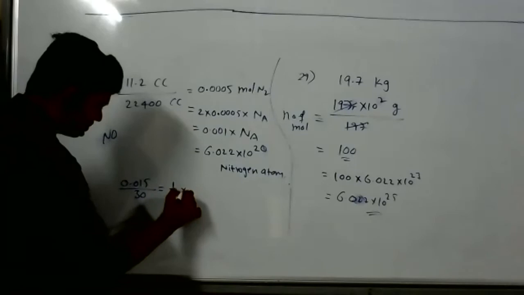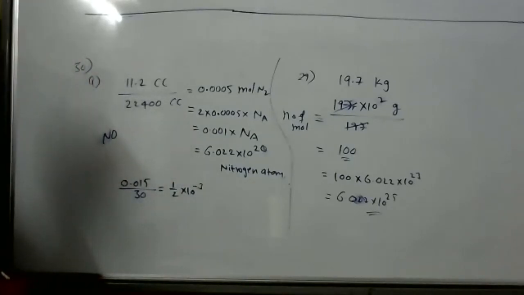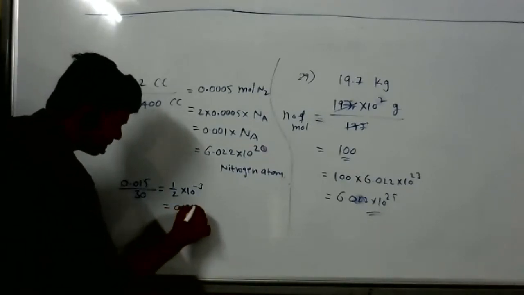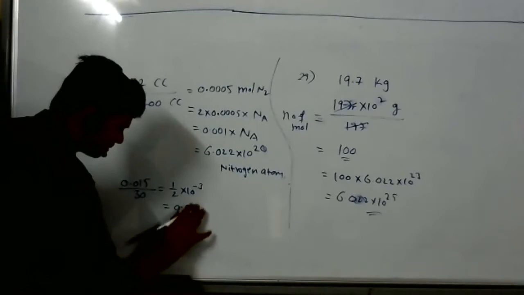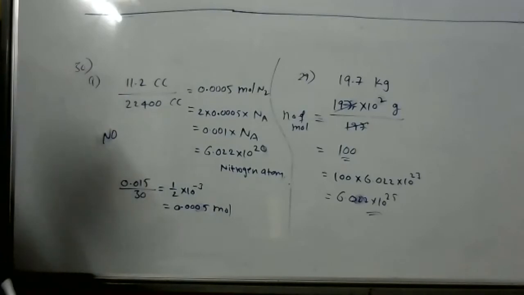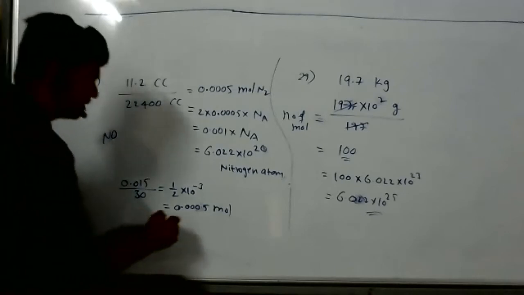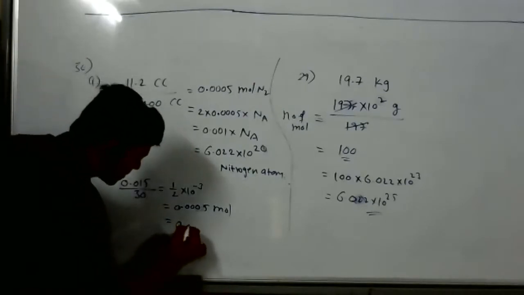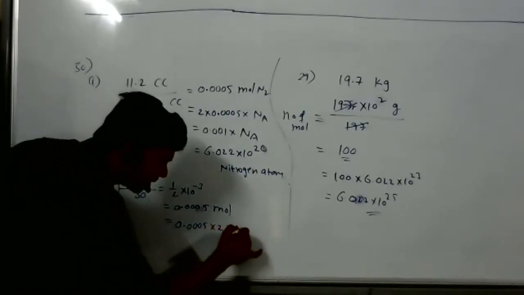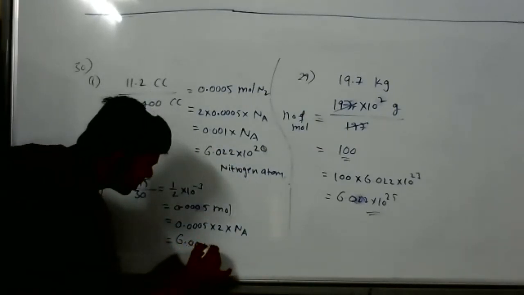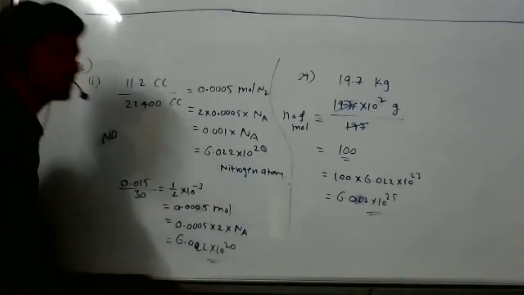So this is 1 by 2 into 10 power minus 3. So 0.5 into 10 power minus 3, that is 0.0005 moles. Yes, that one we have to multiply with. Here you have to multiply this with only 2 atoms present in nitric oxide. 0.0005 into 2 into Avogadro number gives 6.022 into 10 power 20. Option A is correct.